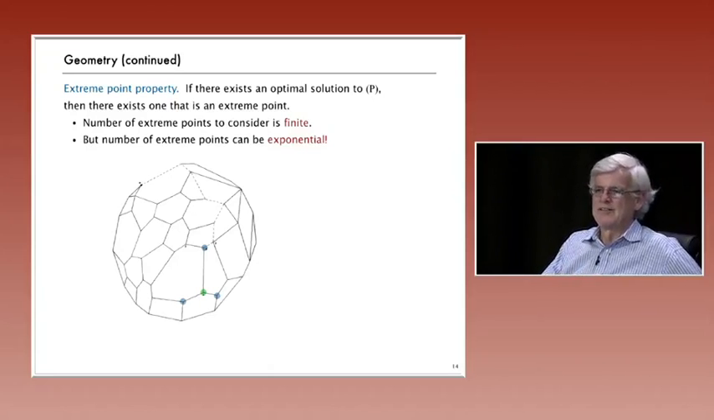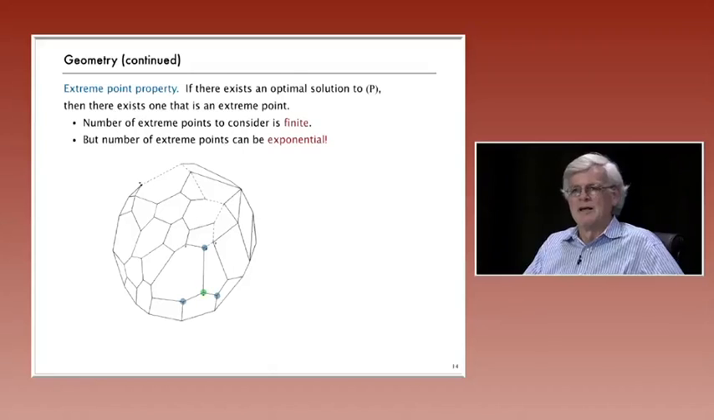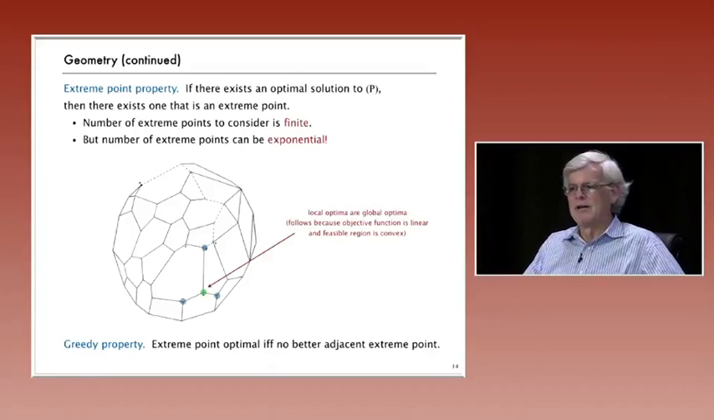And the good news is that still inside is the infinite number of all possible solutions, but there's only a finite number of these planes, and so when they intersect, there's only a finite number of intersections. That's the good news. Rather than having to examine an infinite number of points, we just have to examine a finite number of these extremal points. But the bad news is there really can be a lot of them, can be exponential in the number of constraints. So that's the extreme point property.